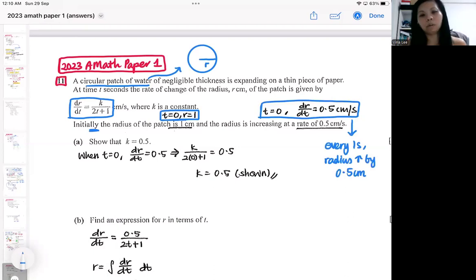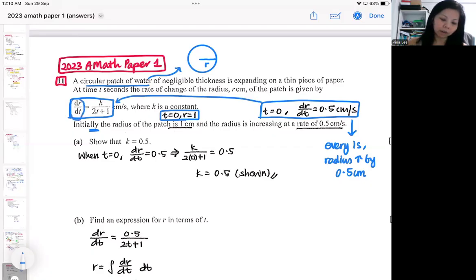So which information will help you to solve for k? Which information will help you to solve for k? So essentially, it should be this second piece of information. So if you put the 0.5 here and put the t equal to 0 here, you will actually get k equal to 0.5. So when k equals 0.5 is found, whether you find it or not, you can just return it. So your dr/dt is actually complete.